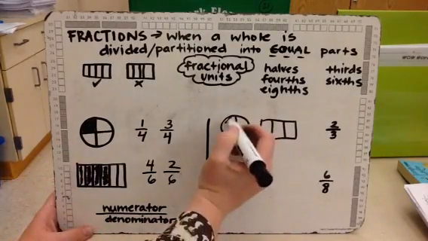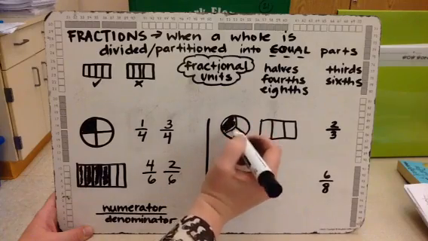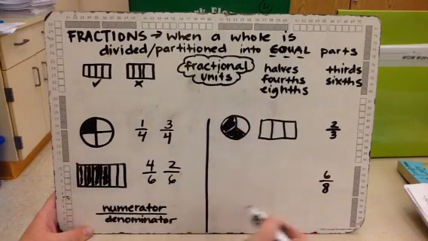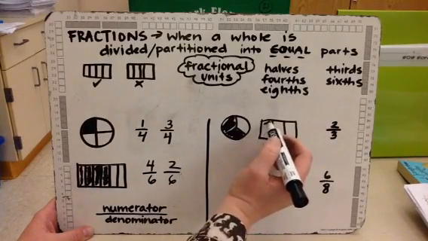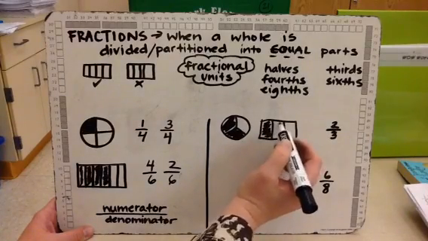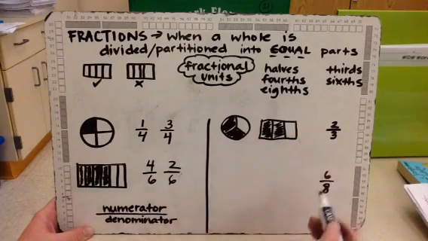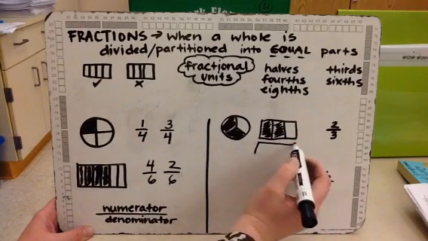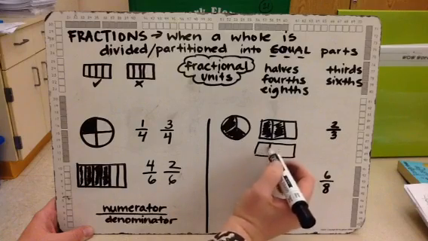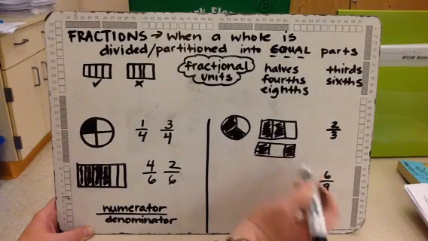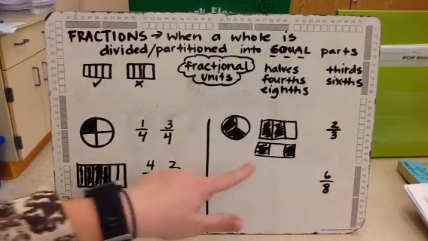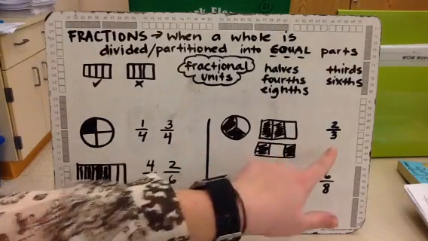So I'm going to shade in 2 of the 3. So 2/3. Here I'm going to shade in 2 of the 3. Now I do want to show you very quickly that this is also 2/3. These show the exact same fraction of 2/3.